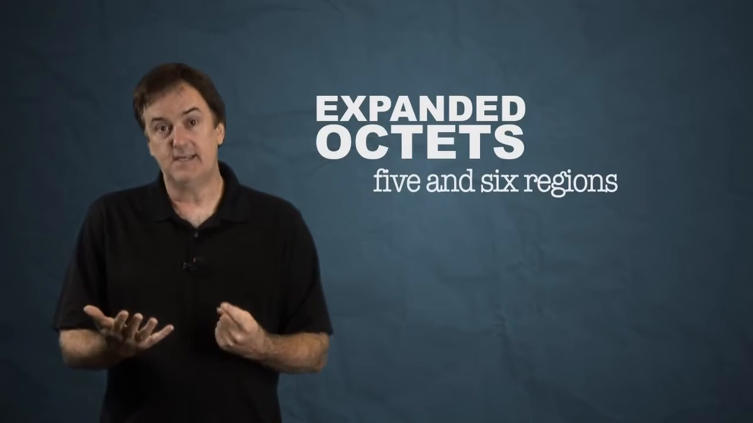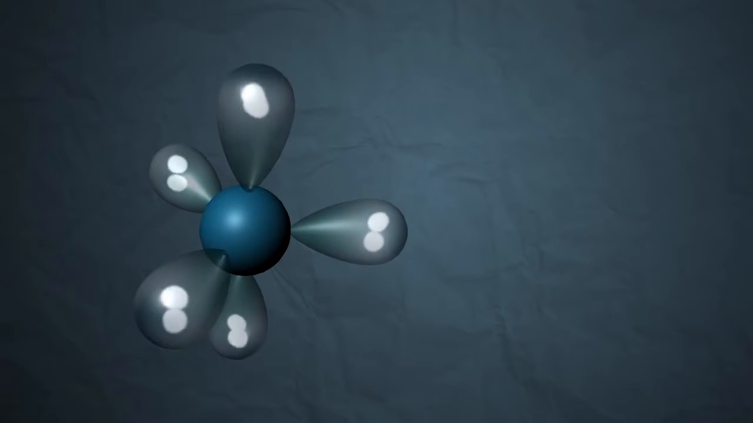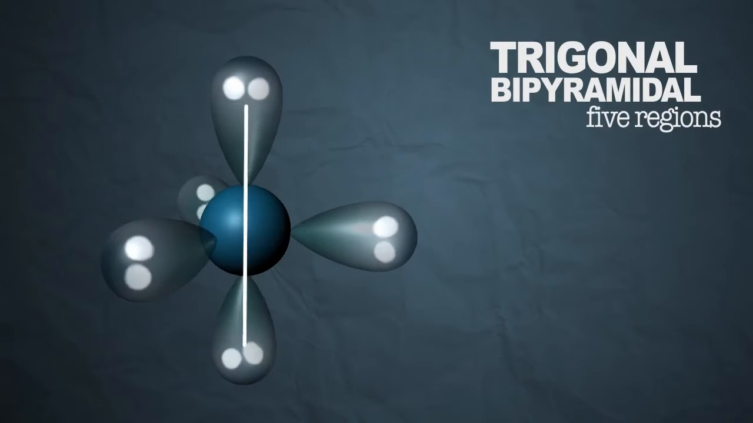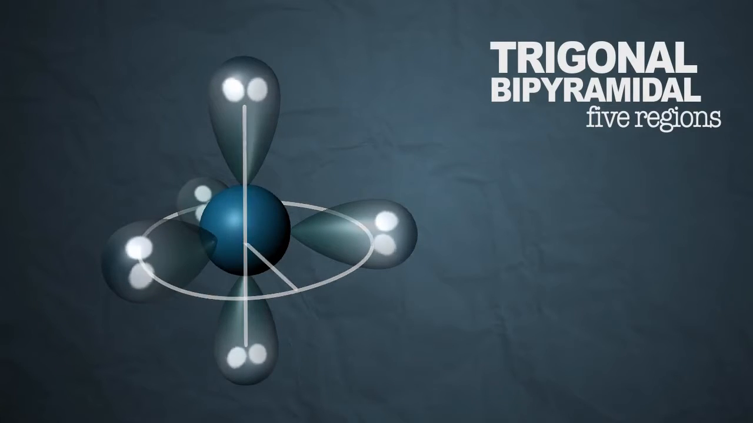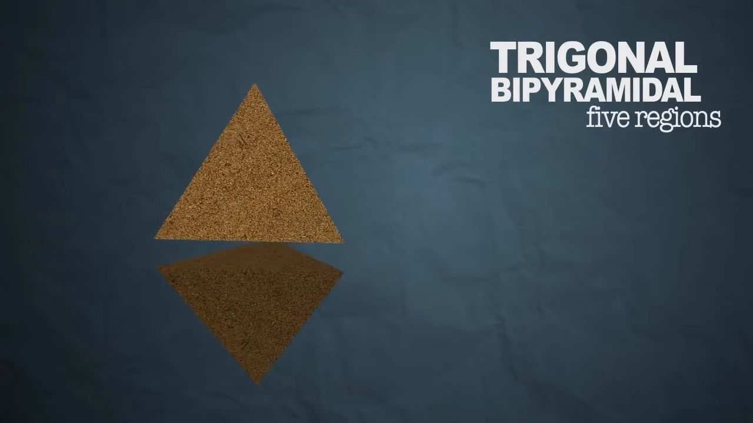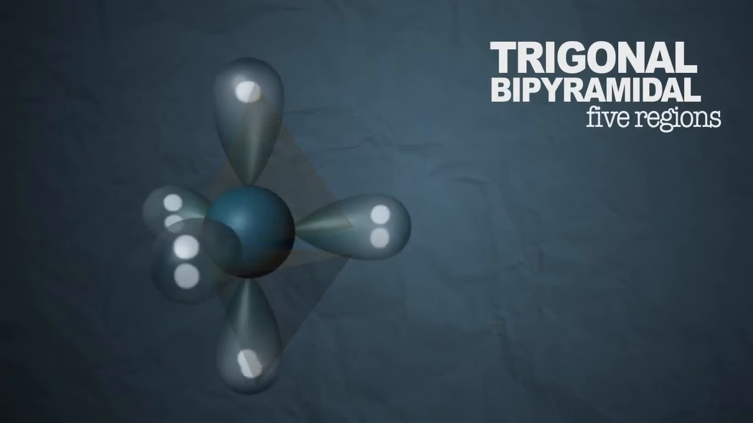Now, in addition to those, you can have expanded octets, which gets you 5 and 6 regions. So to handle those, you got to go one step further. The 5 regions is a little bit complicated, but it's really just a combination of 2 and 3. You're going to have 2 atoms linear, and then the other 3 are going to be trigonal planar perpendicular to that. When you look at the shape, you see what we call a trigonal bipyramid. We call it a bipyramid because you can look at the pyramid going up to the top atom and down to the bottom atom. Those are 2 little pyramids pointing in opposite directions.